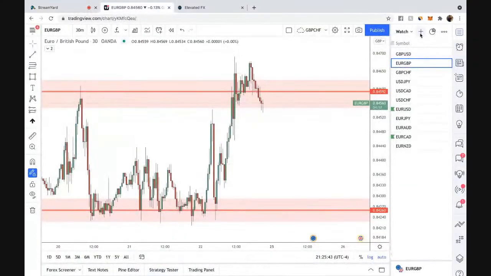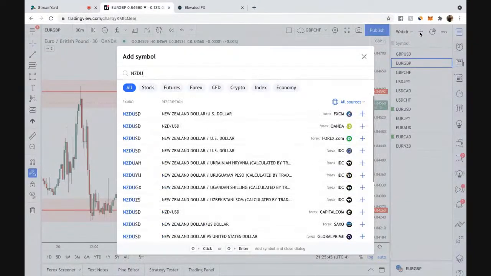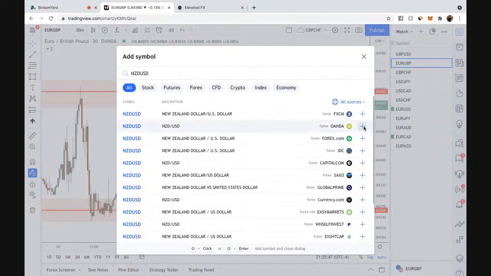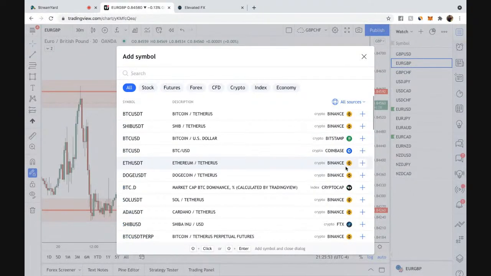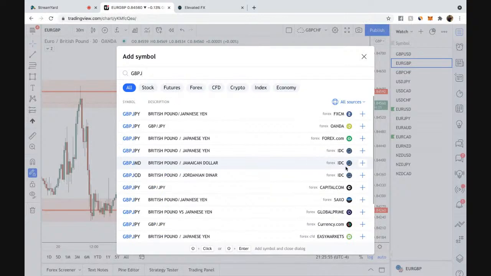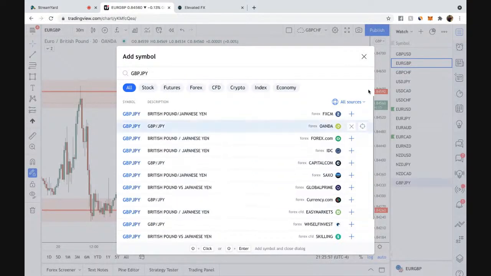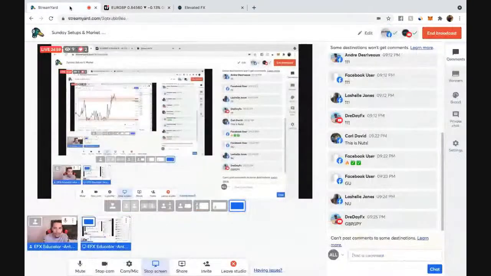GJ, NU, I like it. So since we got NZD USD, what I'm going to do is bring in some other NZDs, right? And I'll bring in Euro NZD, already in there. And then we got GJ, right? So we got a good list. We got an amazing list.